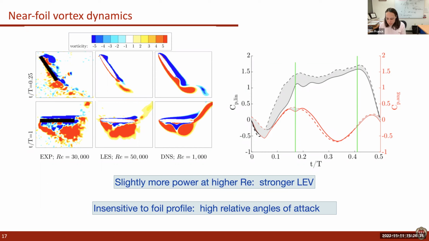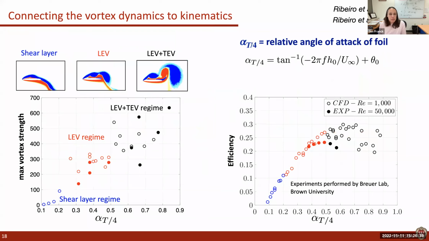So this was great because this tells us that we can use the low Reynolds number simulations as predictive models for some of these higher Reynolds number experiments and systems.